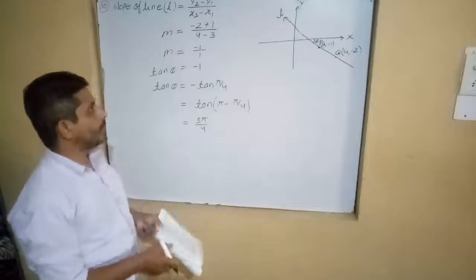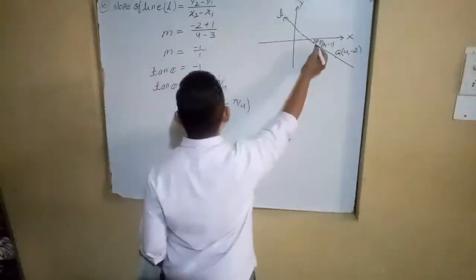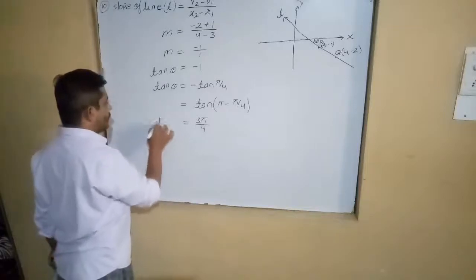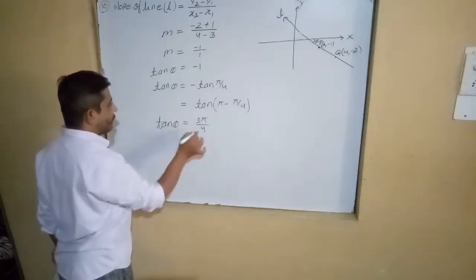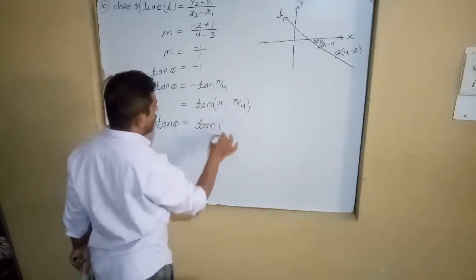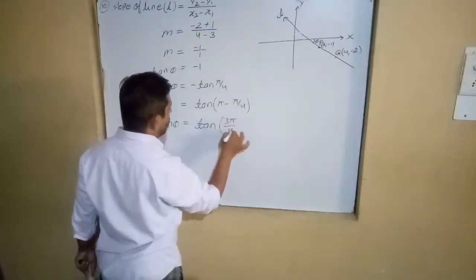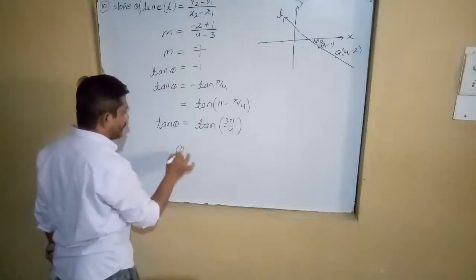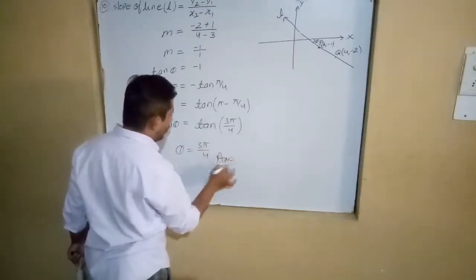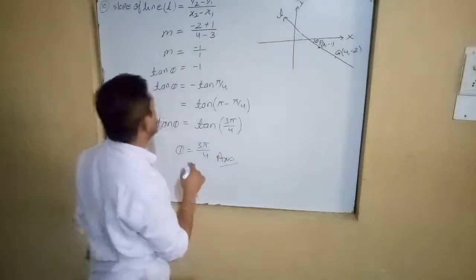So the angle between, this is the angle that is being formed, theta. Theta is equal to what? 3 pi by 4. Okay. So tan theta is equal to tan 3 pi by 4. Sorry, tan we have to write here, tan 3 pi by 4. Therefore, theta is equal to 3 pi by 4. This is the angle between the line and x-axis.